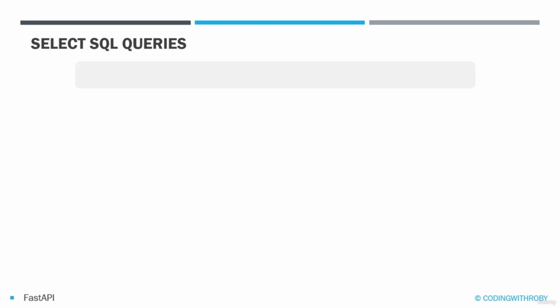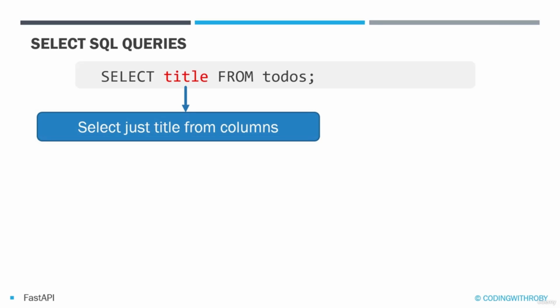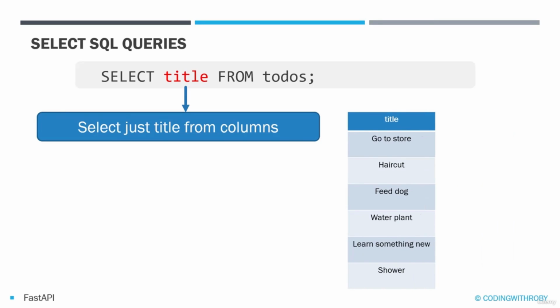What if we modified our select script just a little bit to only retrieve the titles of our records? We can accomplish this by saying select title from to-dos. By doing this, we are selecting just the title from our to-dos columns. Our response from the database will look very similar to this. We get go to the store, haircut, feed dog, water plant, learn something new, and to shower, with no other information. And that is because we specifically said we only want the titles from the table to-dos.